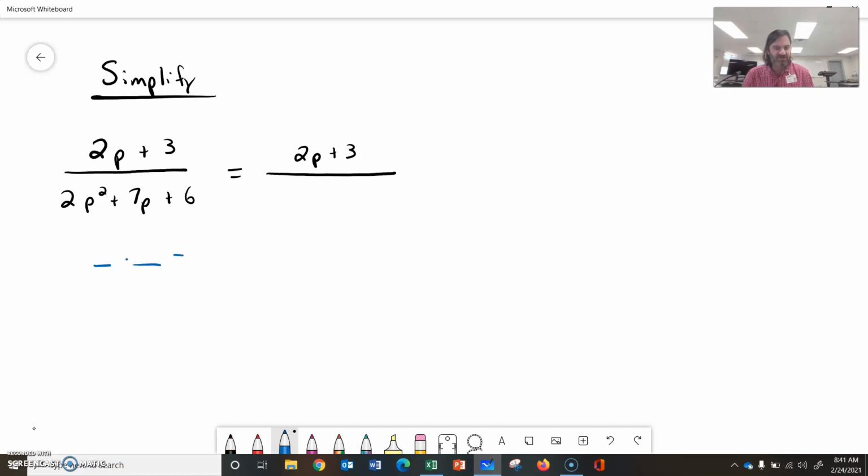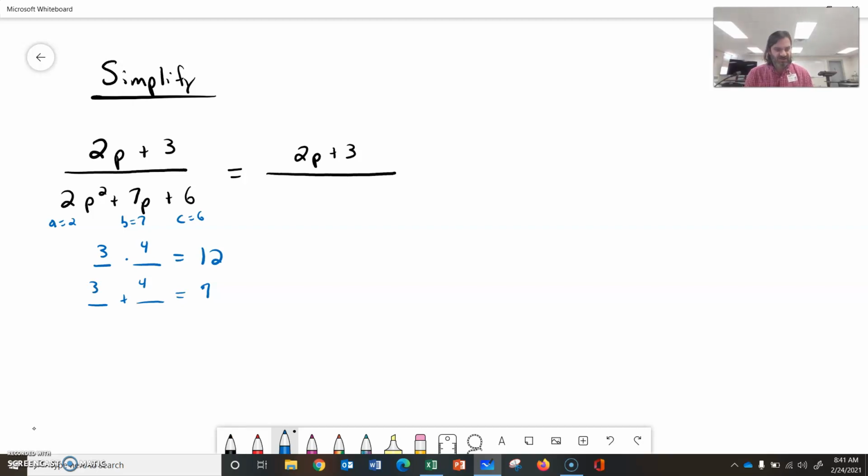So I'm going to look for two numbers that multiply to give me A times C, which will be 12. My A is 2, my C is 6, and they add up to be 7, my B. So I'm looking for two numbers that multiply to give me 12, but add up to be 7. I think those are 3 and 4.